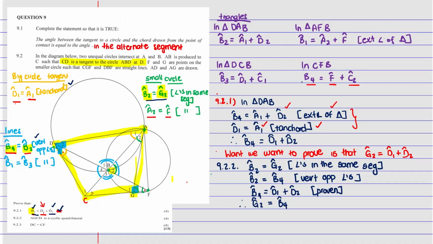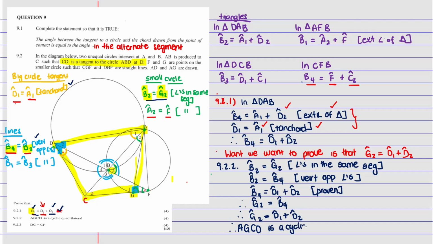So far? Therefore, we can conclude that angle G2 is equal to angle D1 plus angle D2, because we already know that angle B4 is also equal to D1 and D2. So we're replacing it with what it's equal to. So that proves what? Therefore, that means that A, G, C, D is a cyclic quad.